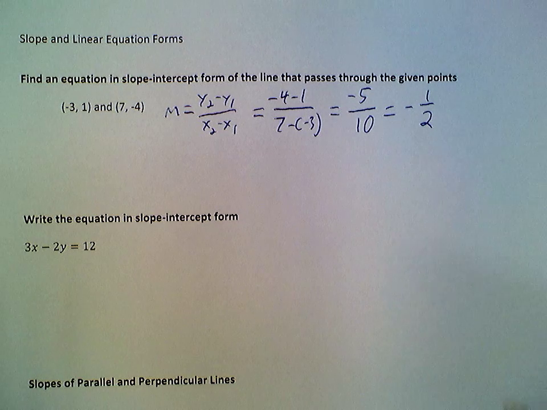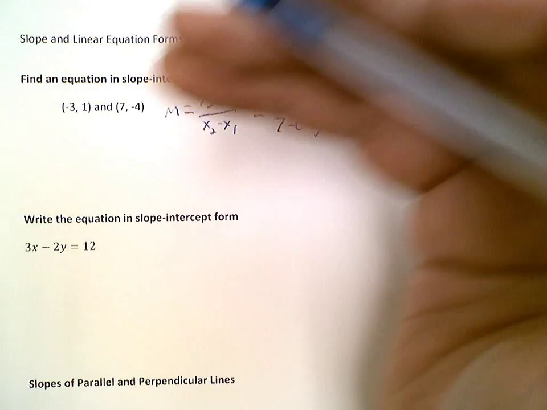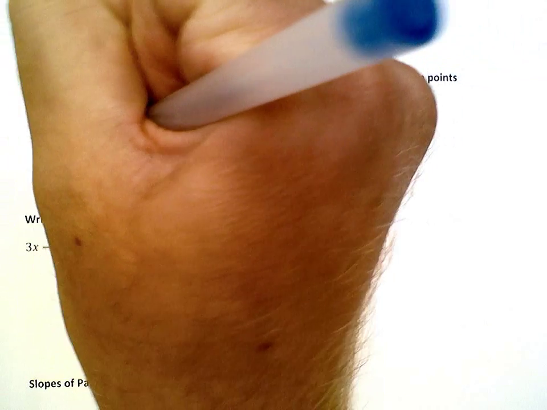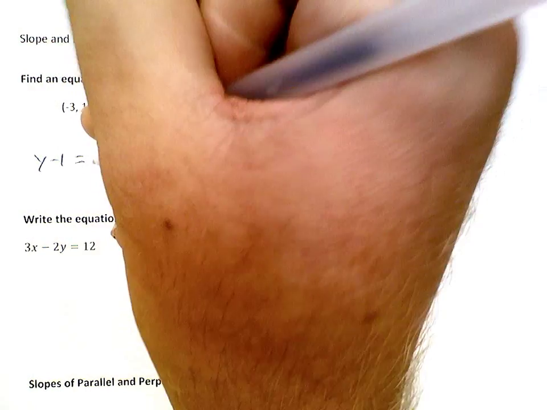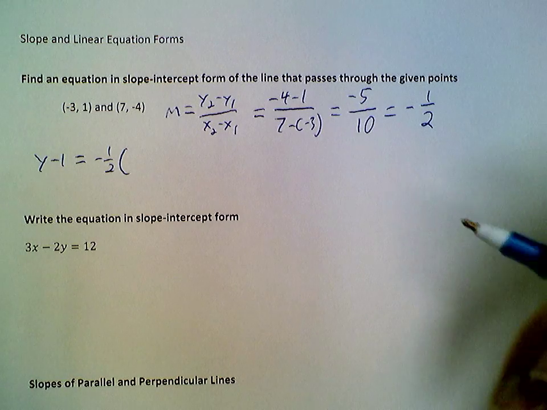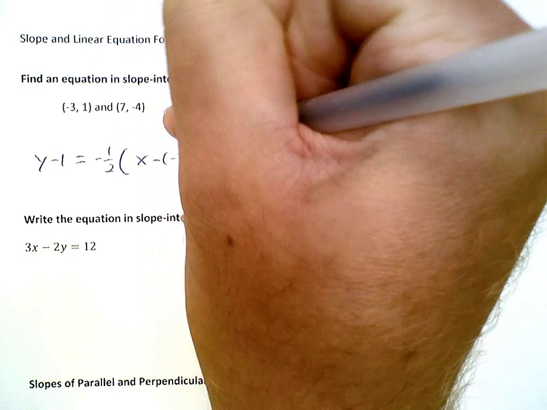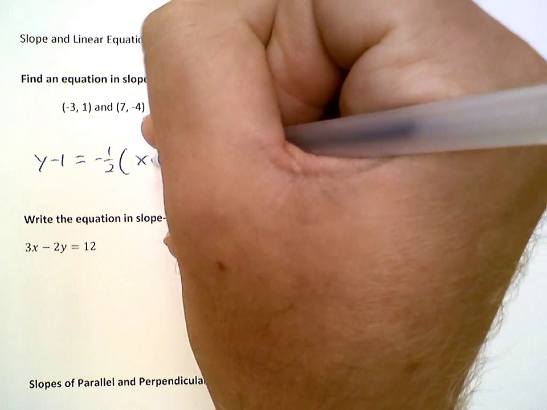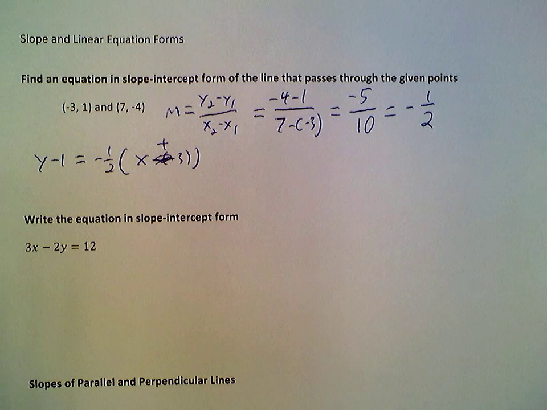So remember, point slope form is y minus y1. So if I use the point negative 3, 1, I will do y minus 1 equals m, or the slope, so in this case negative 1/2, times x minus x1, so in this case x minus negative 3. Whenever you have minus and negative you can go ahead and just change it right away to be plus 3, so I'll change it to x plus 3.